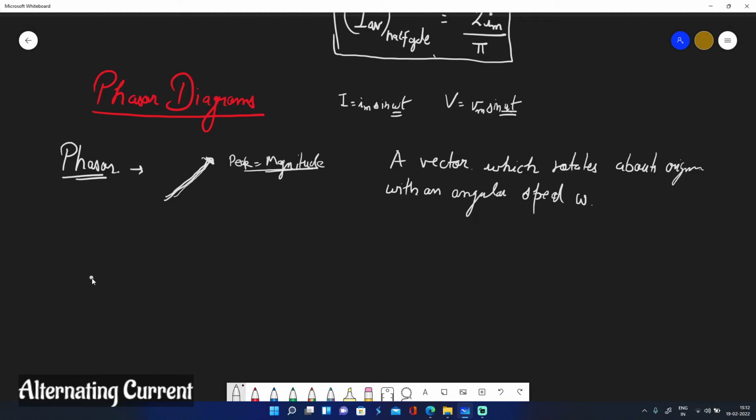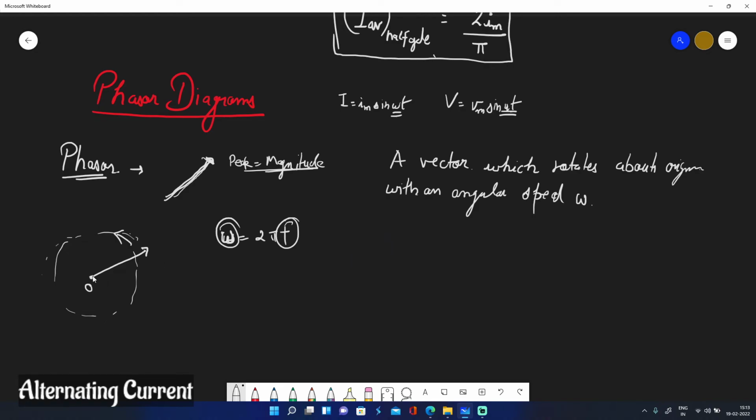Suppose this is the origin point, and this is a phasor. It will be rotating with the speed of omega, whatever the frequency, and this is dependent on frequency. So the higher the frequency, the higher this omega will be, and the faster it will be rotating. So this phasor will be rotating in anti-clockwise direction. This is what a phasor is.